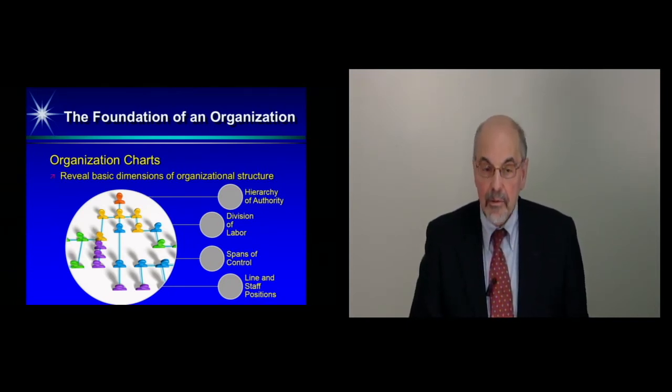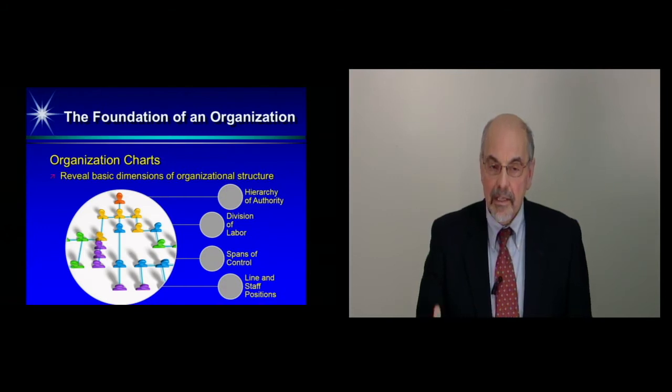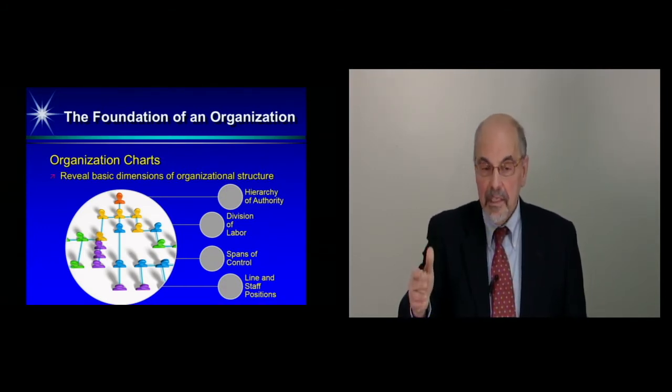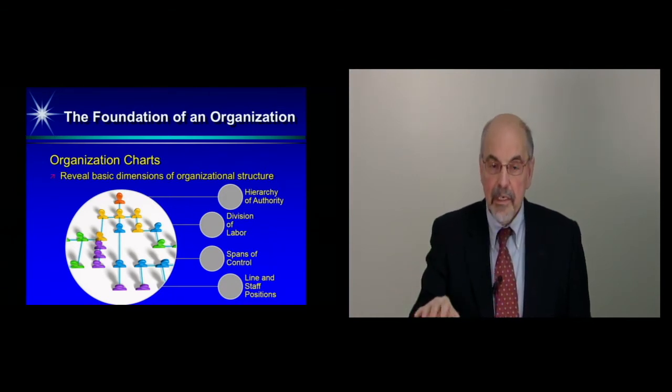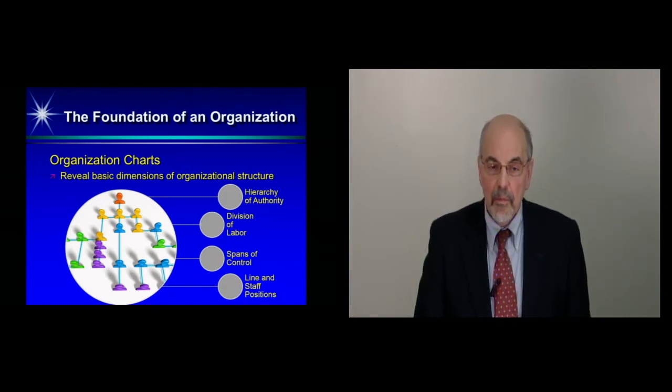Hierarchy of authority. I'm sure you know what a hierarchy is, where information and decisions travel down generally. That's sort of the standard kind of a hierarchy from the top, from the president or the CEO down through the vice presidents to the divisional managers and beyond. We'll be looking at an organization in a moment.